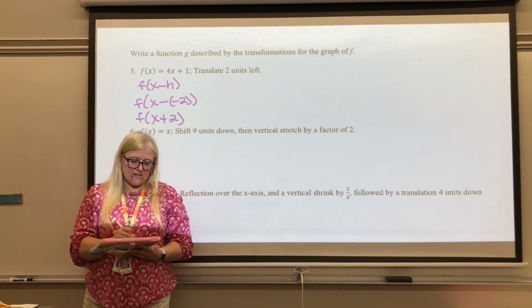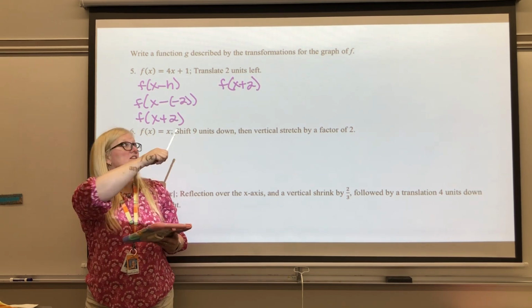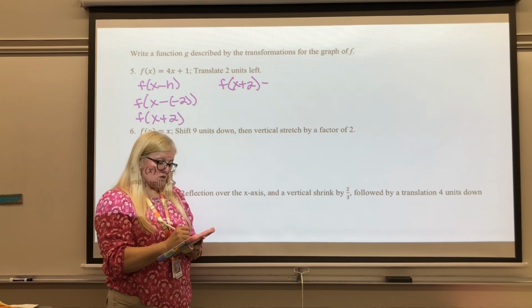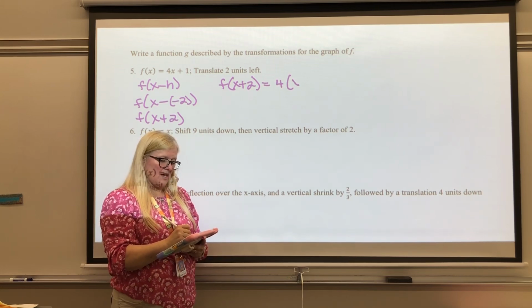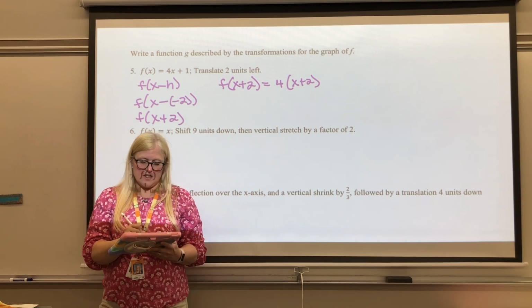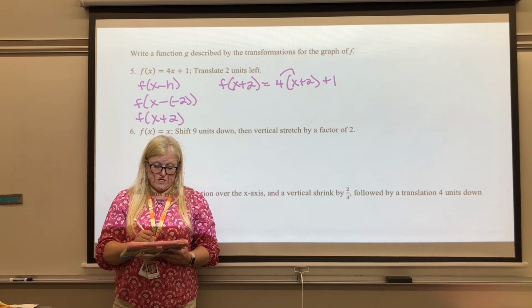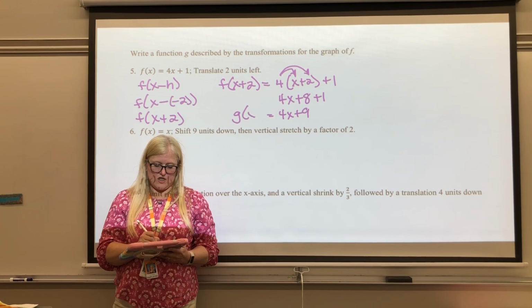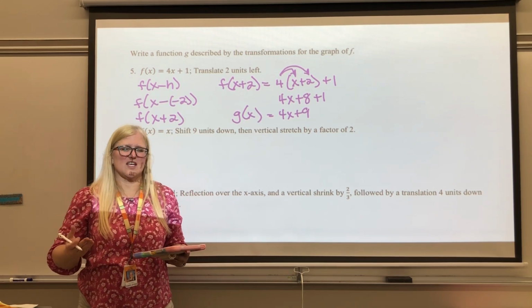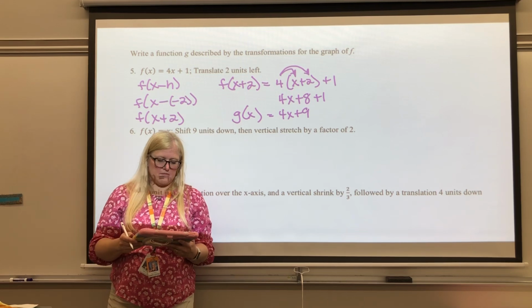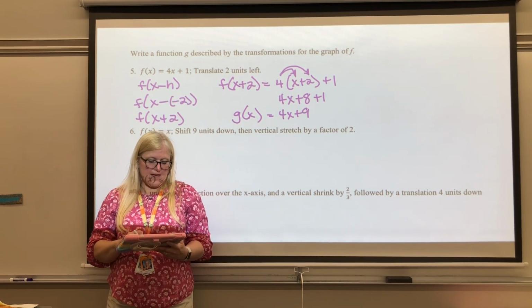Okay? And when I plug in that x plus 2 for x on this side, I also need to do it to the actual function. So I've got 4 times x plus 2 plus 1. And now to get rid of the parentheses, we distribute. So we have 4x plus 8 plus 1 gives me 4x plus 9, and they want me to call it g of x. If you don't write g of x on the test, it's okay. I'm not going to get all bent out of shape about it.